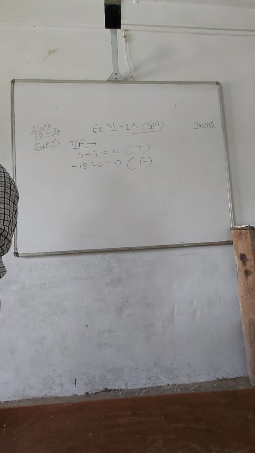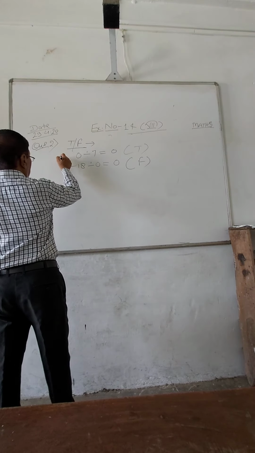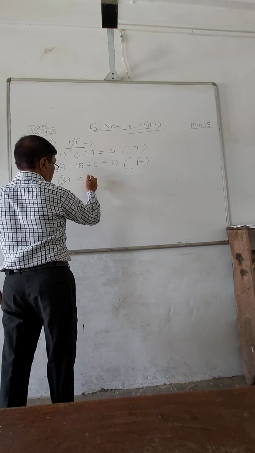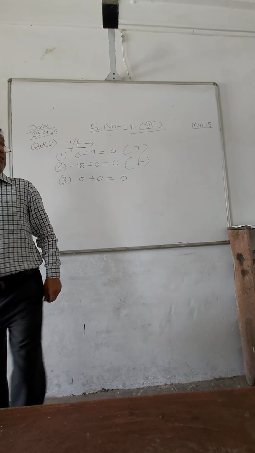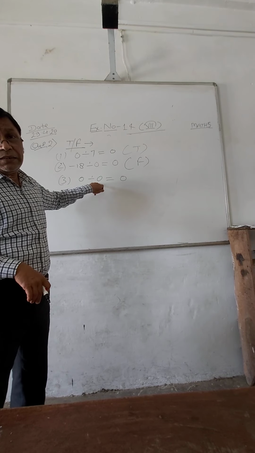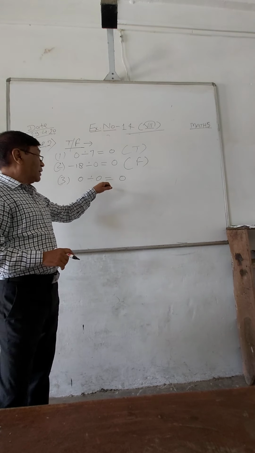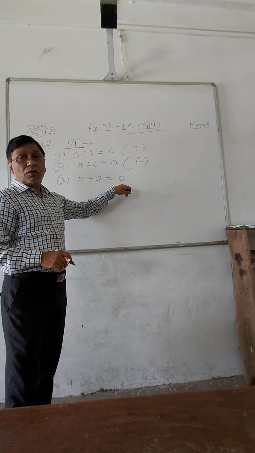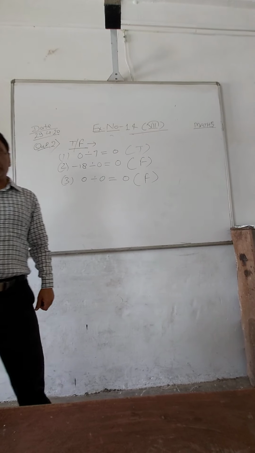Next, 0 divided by 0. 0 divided by 0 is equal to what is given? 0. Now think of this again. Don't consider this number, only see the divisor. Divisor is here also 0. So if the divisor is 0, this is also not calculated, but it is given here the result is 0. That means this is also false.